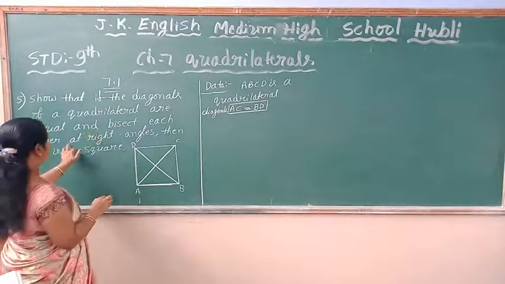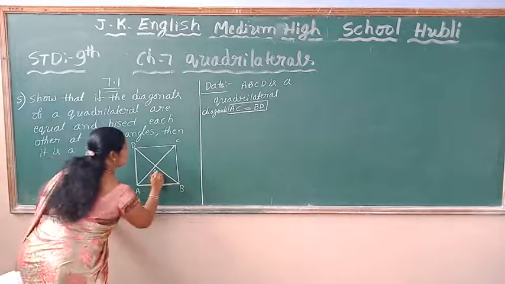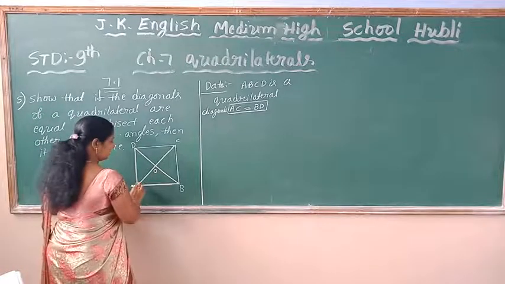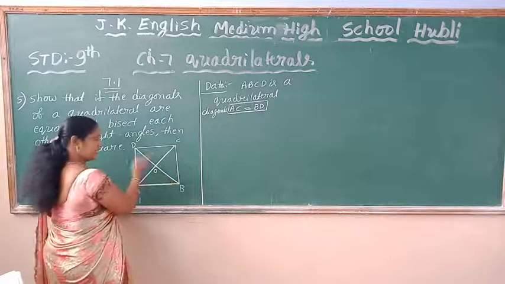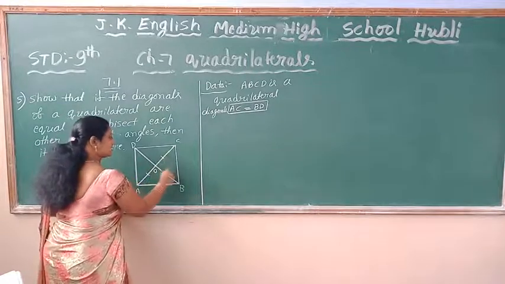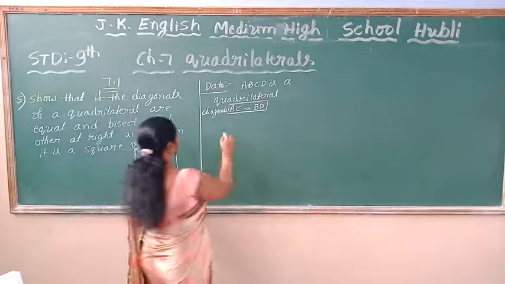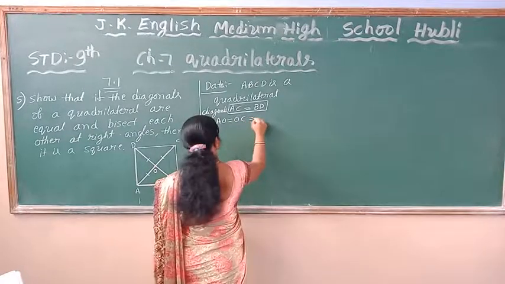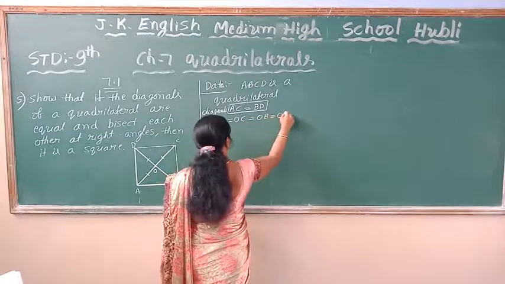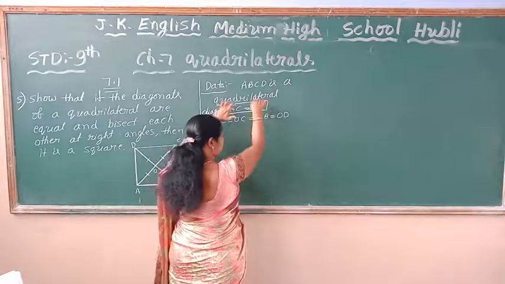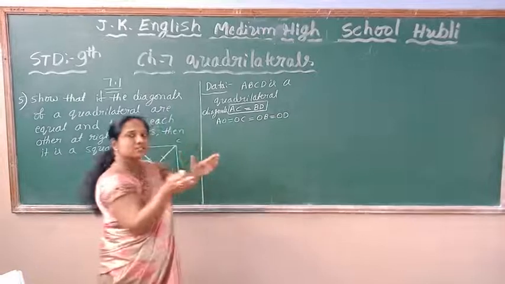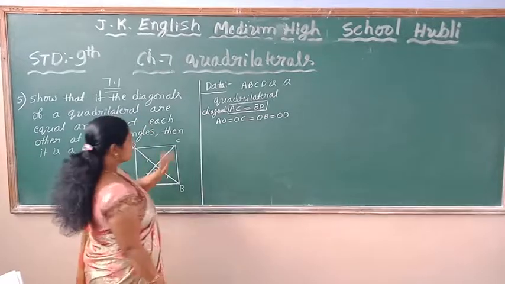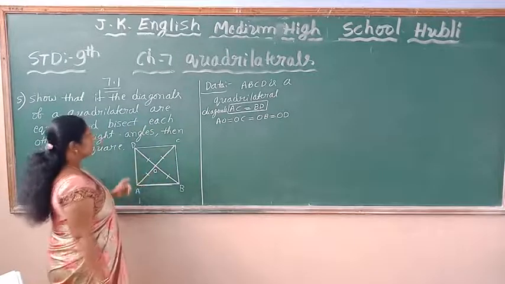Diagonals are equal and bisect each other at right angles. Bisect each other at right angles means, see now, diagonals are equal and they are bisecting each other, means all these parts are equal. That is AO is equal to OC is equal to OB is equal to OD. Halves of equals are equal. So by using that property I have written all these four parts are equal.